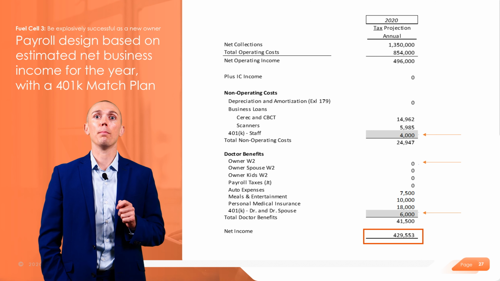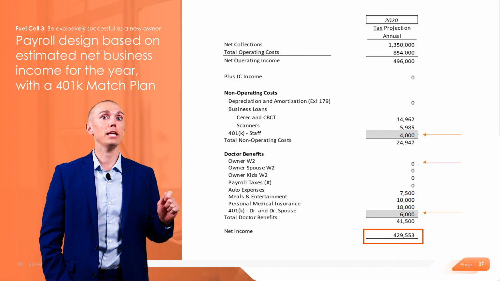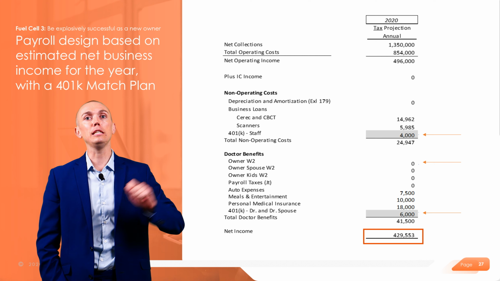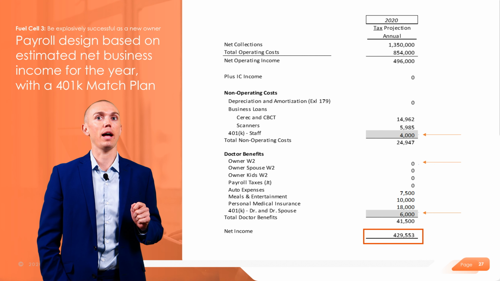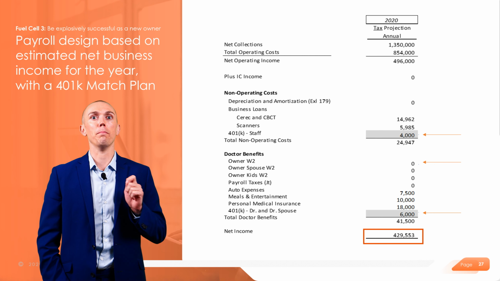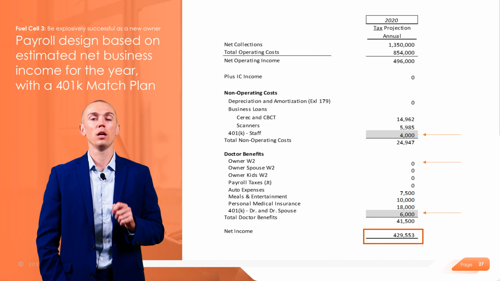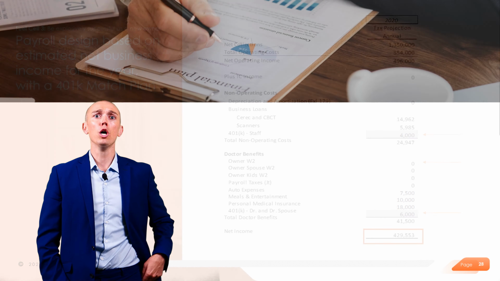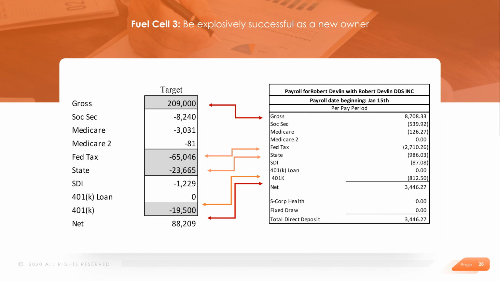$429,553. And remember, because we don't have a 401k profit sharing plan, only a match plan, we don't actually need to default to that $285,000, as I mentioned previously, in order to maximize the 401k benefits for the doctor. Now, let's look at the payroll design. $209,000 is approximately half of the estimated net business income after factoring in the staff and the doctor 401k withholdings.